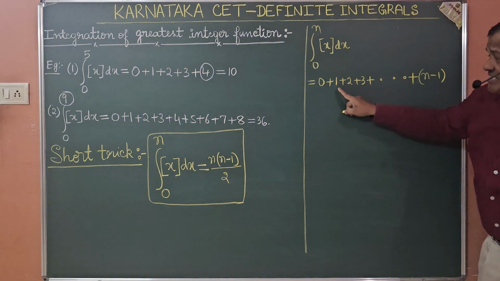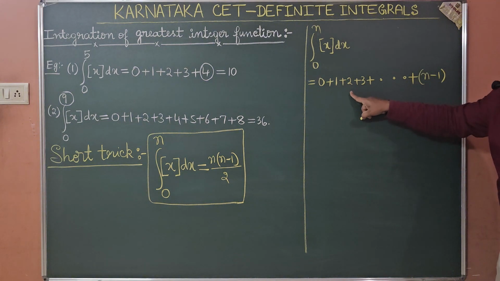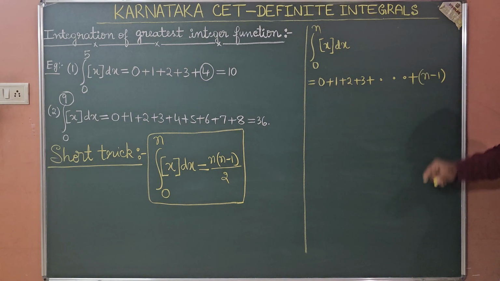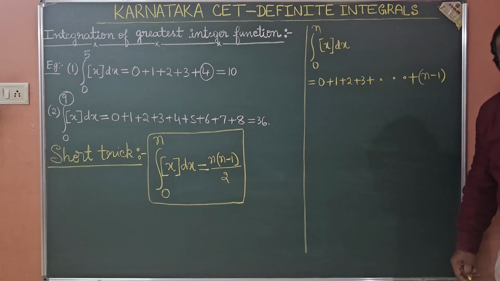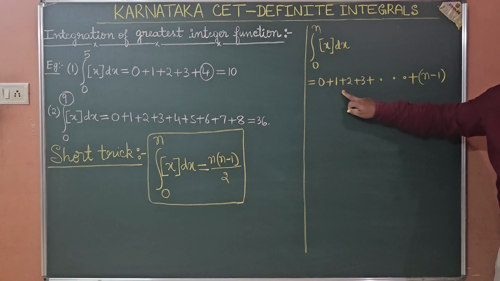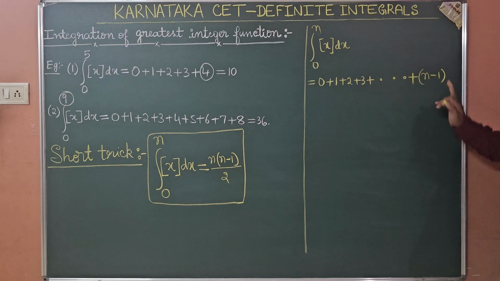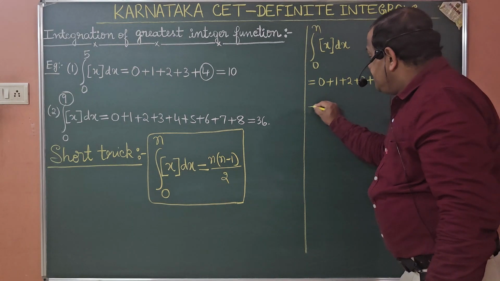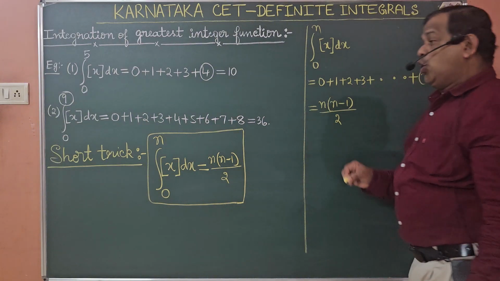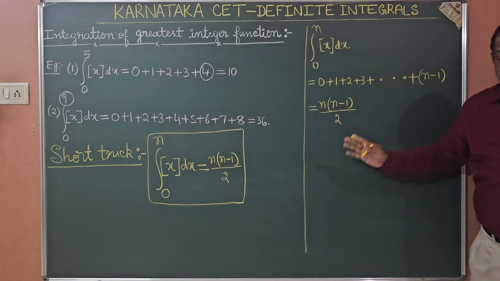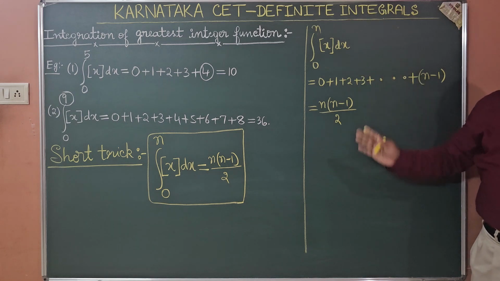And this sum, ignore 0. 1 plus 2 plus 3 plus so on plus n minus 1 is the sum of the first n minus 1 natural numbers. And if you use the sum of n terms of an arithmetic progression formula, this sum will result into n into n minus 1 divided by 2. So I would request you to go through this short trick.